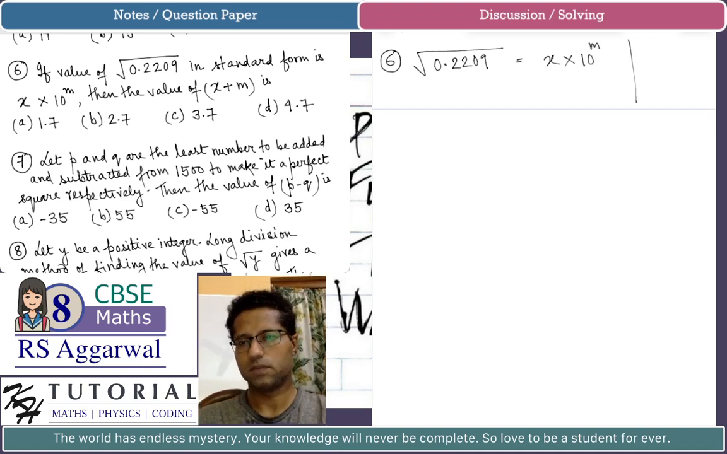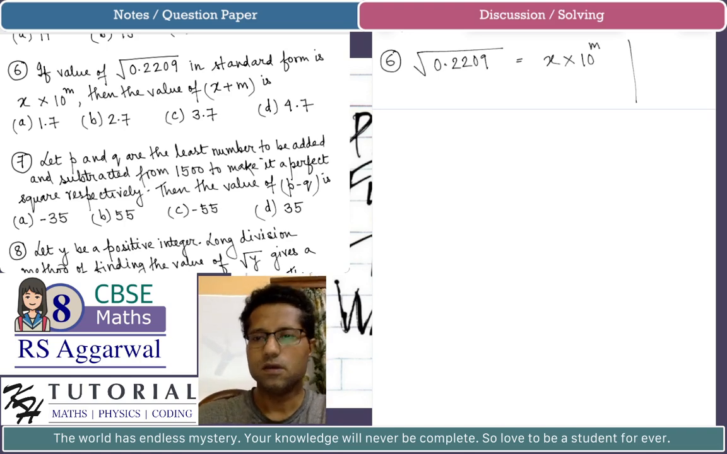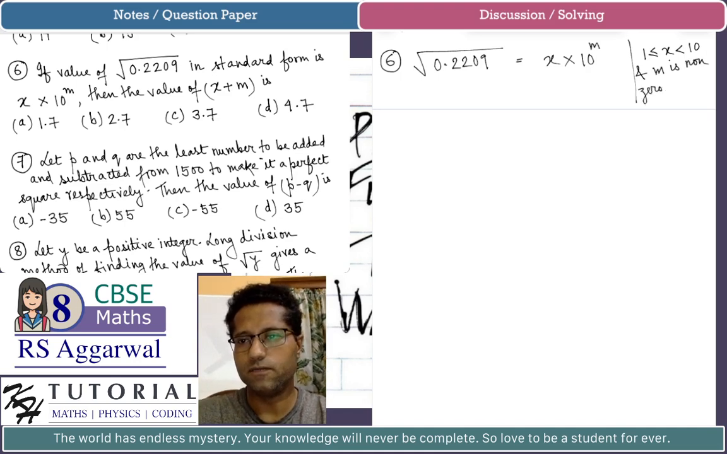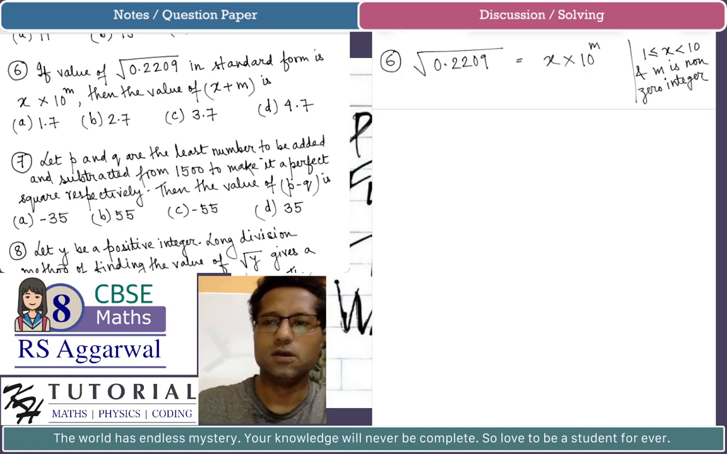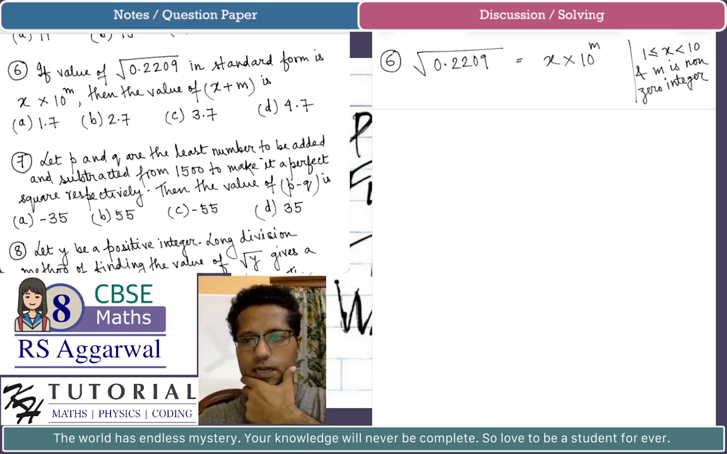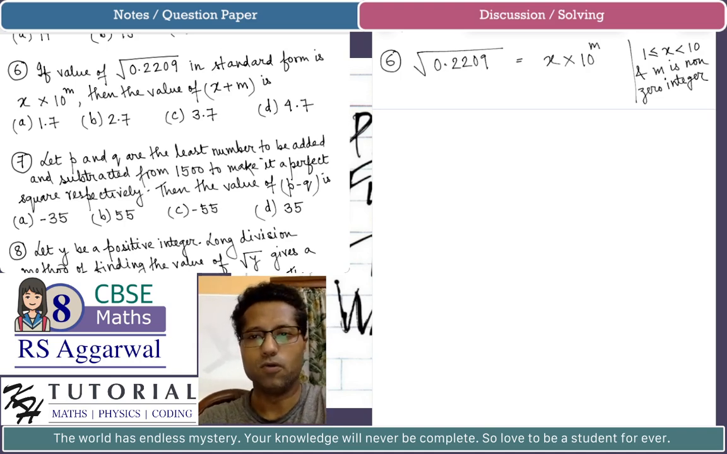We know the number in the standard form is x multiplied by 10 to the power m, where x has to be greater than or equal to 1 and less than 10, and m is a non-zero integer. It can be positive or negative. It is an integer not equal to 0. So we have to find x and m, where x multiplied by 10 to the power m is the standard form of the square root of 0.2209.